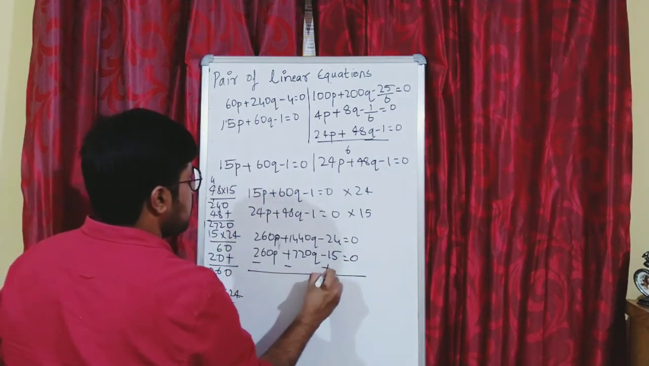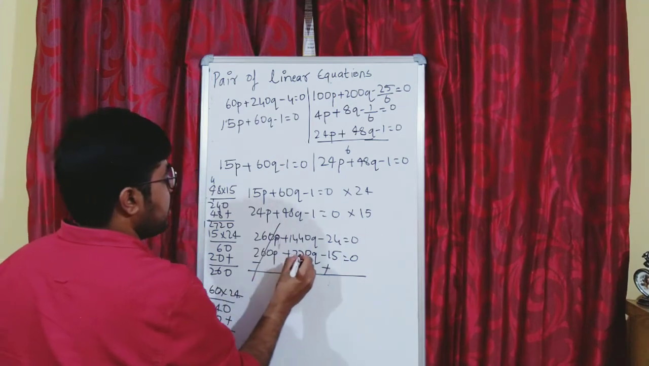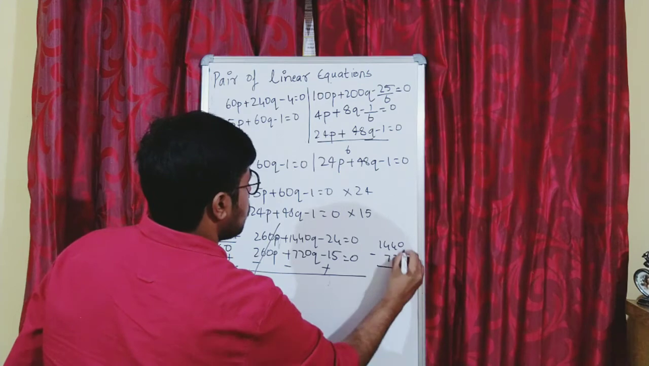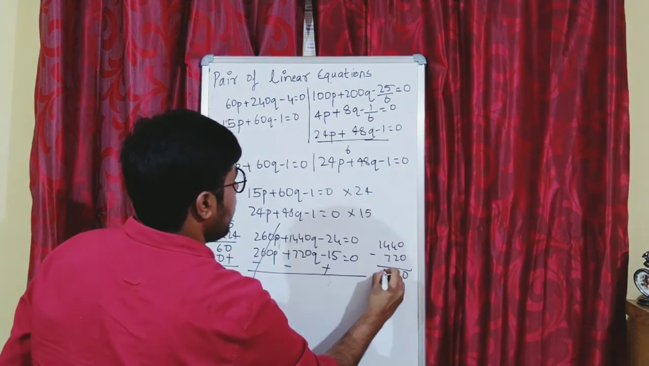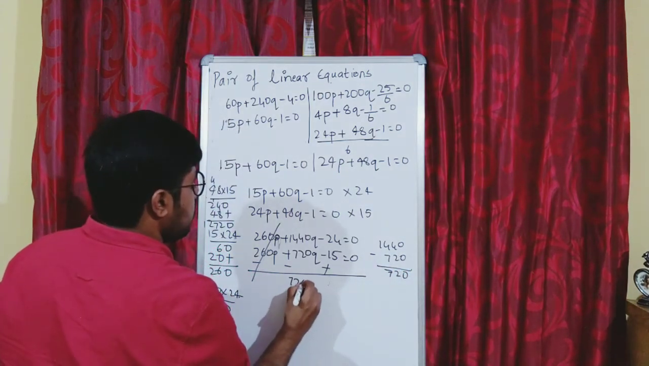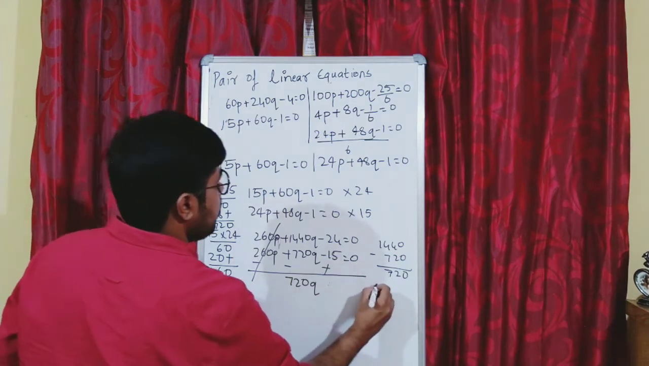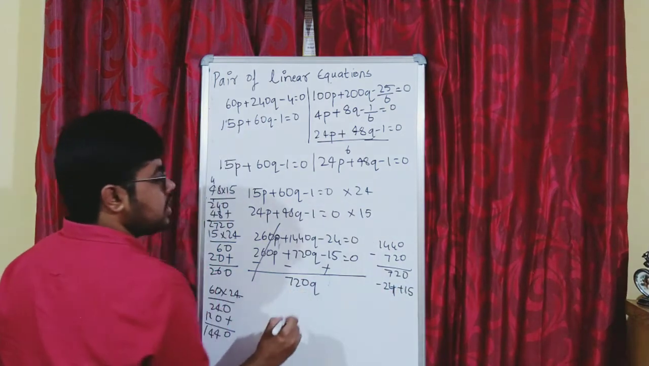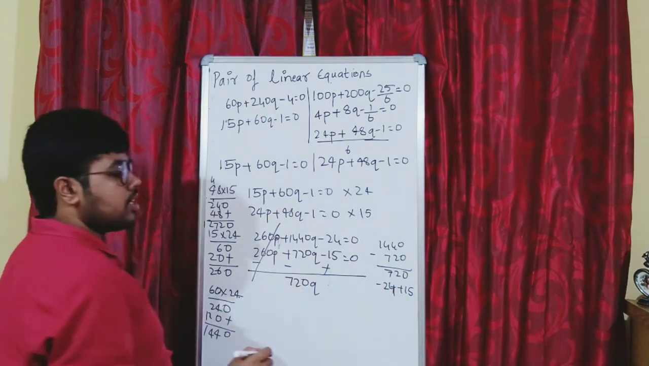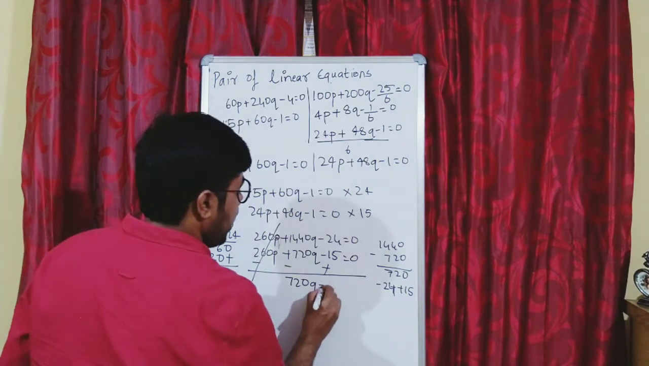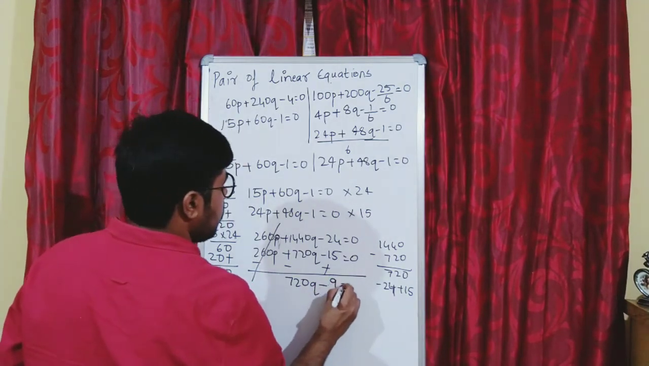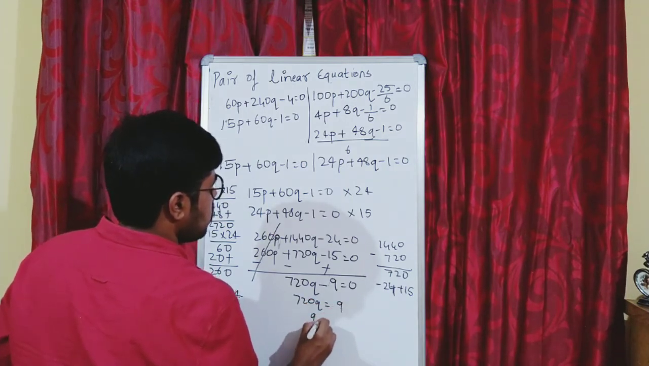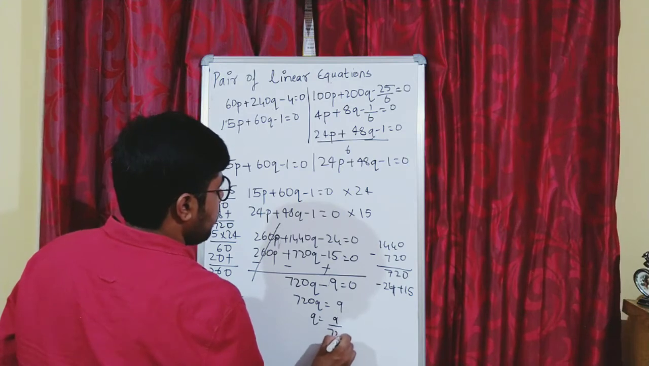Now change the signs. This entire term cancels off. Remaining is 1440 minus 720, that is 720, so 720q. And here you can see minus 24 plus 15, I have changed the sign. So what is it? It is opposite signs, therefore take the greater sign: 24 minus 15 is 9, equal to 0. So 720q is equal to 9. Q is equal to 9 by 720.